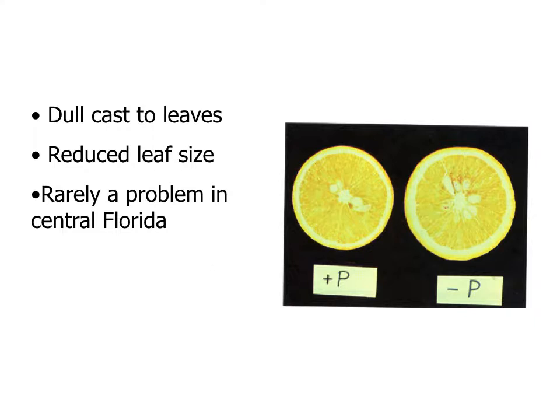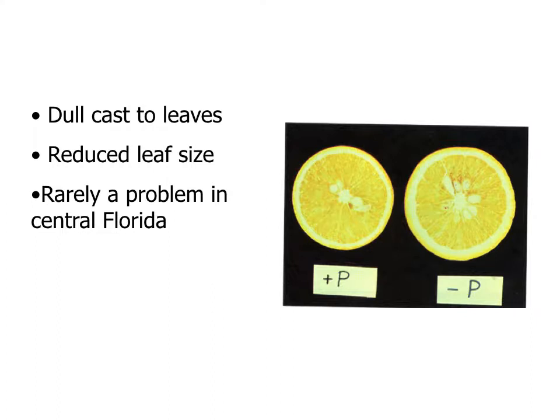Phosphorus deficiency, this is fairly rare in the state of Florida, as we mentioned. I'm using citrus for a lot of the examples because they're some of the best photographed and documented for deficiencies. A dull cast to the leaves. I've never seen that, and I really wouldn't know how to quantify that beyond that. You might see a reduced leaf size, but there could be other reasons for that. Again, it's rarely a problem.